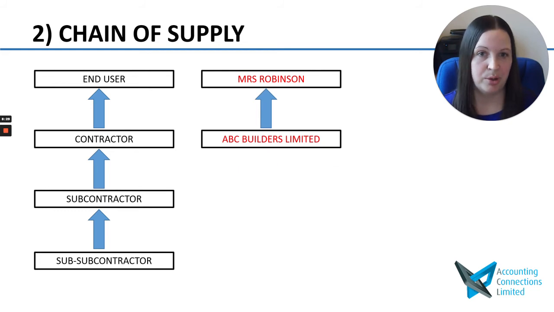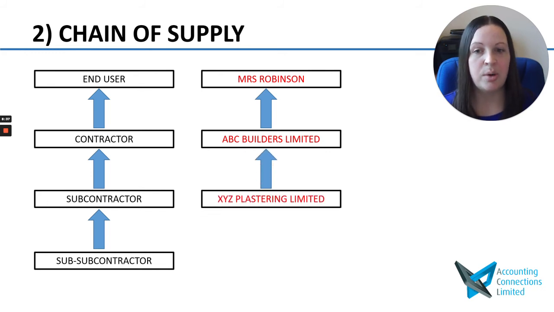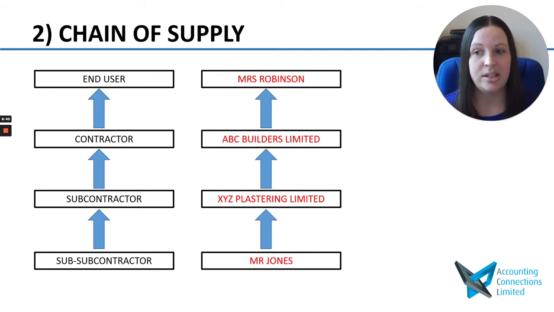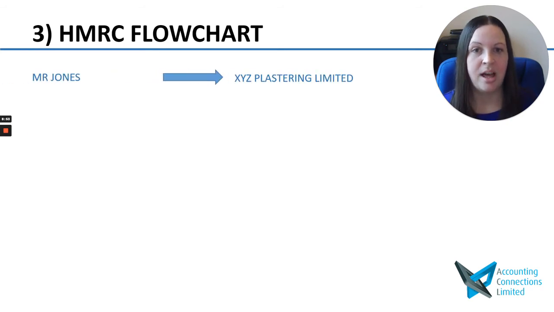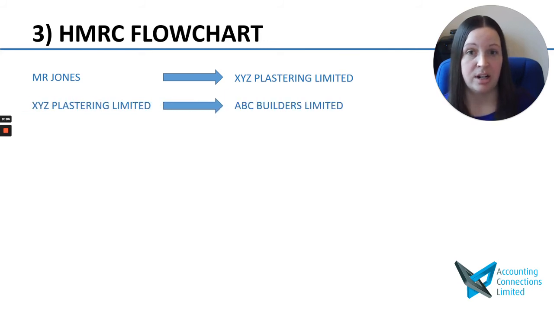So ABC Builders Limited would be the contractor. They're the ones supplying the services to Mrs. Robinson. XYZ Plastering Limited would be the subcontractor. And Mr. Jones is the subcontractor. So that's your chain of supply. Now you have to work through the HMRC flowchart. And for this, it has to be all of the business relationships up the chain. Mr. Jones will be invoicing XYZ Plastering Limited, and XYZ Plastering Limited will be invoicing ABC Builders Limited.